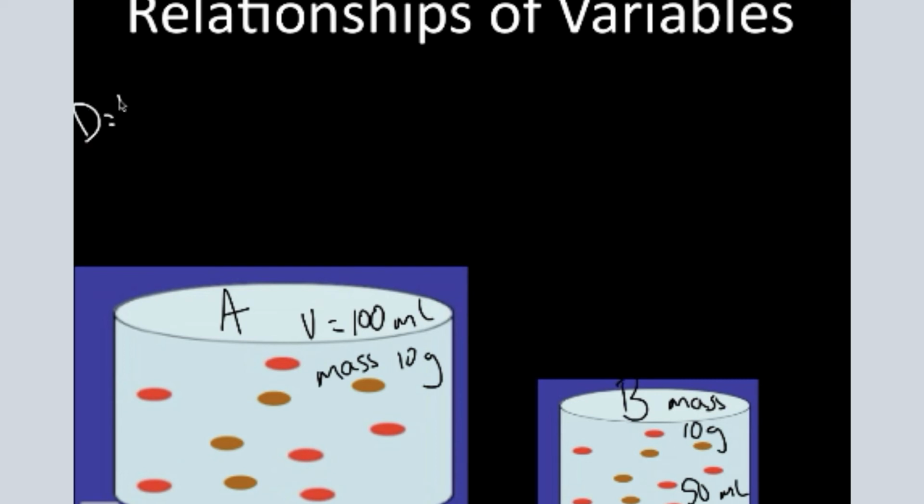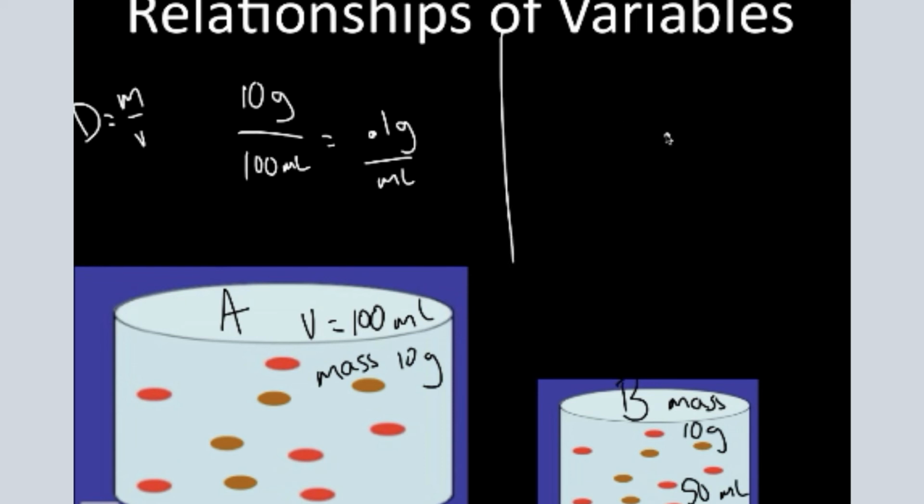Now watch what's going to happen here. Here's density equals mass over volume. And we know the mass of A is 10 grams and the volume is 100 milliliters. And we've done this before, so we know that that's 0.1 grams per milliliter. Now let's take a look at B real quick. Here we have 10 grams divided by 50 milliliters. And when you do the math on this one, you get 0.2 grams per milliliter.